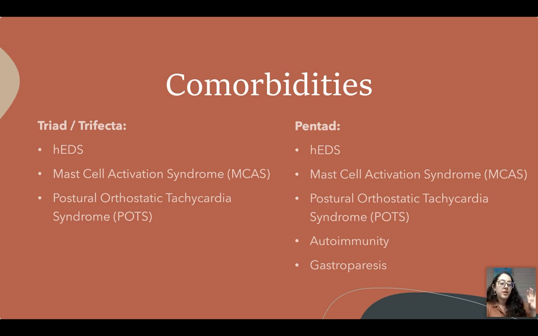And so there's the triad or the trifecta, which is hypermobile EDS, mast cell activation syndrome, and POTS. Those are three very common things that go together. And then the pentad is adding a little bit more, where we are now including autoimmunity and gastroparesis.